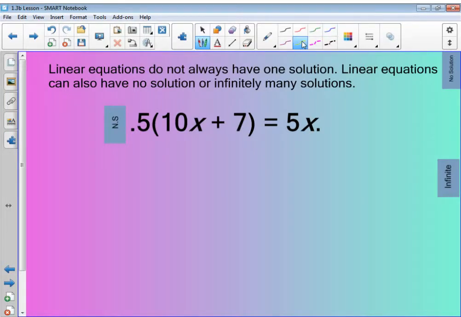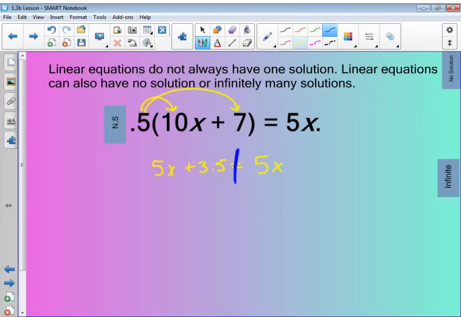Okay, so as I work through this, I'm going to distribute 0.5 to the 10 and then put my x behind it because the x was right behind the 10. If you need to use your calculator, you may. But I just think of half of 10 would be 5x. And then 0.5 times 7, so half of 7 is 3.5, so plus 3.5 equals 5x on this side. Nothing to simplify there.